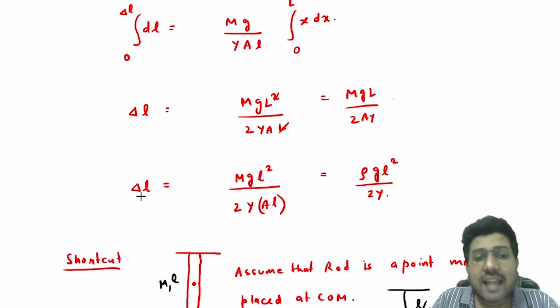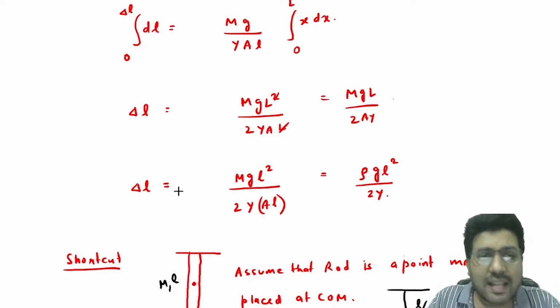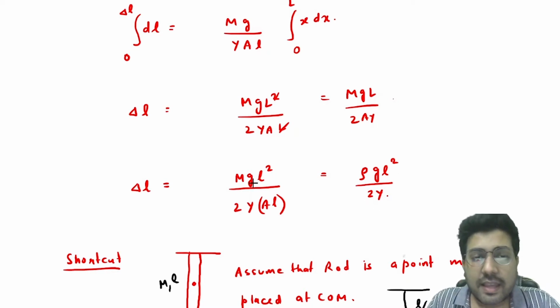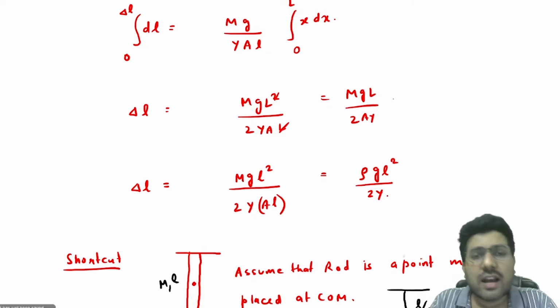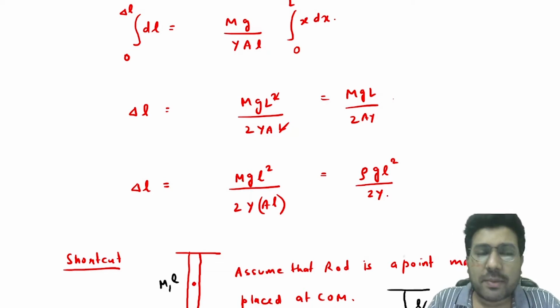So you can write the elongation as mgL by 2AY, but you can also write the elongation in terms of density, and that is rho g L square by 2Y. Okay, m by AL becomes density rho. So sometimes they will give you the density of the material of the rod. Okay, but there is one shortcut to remember.